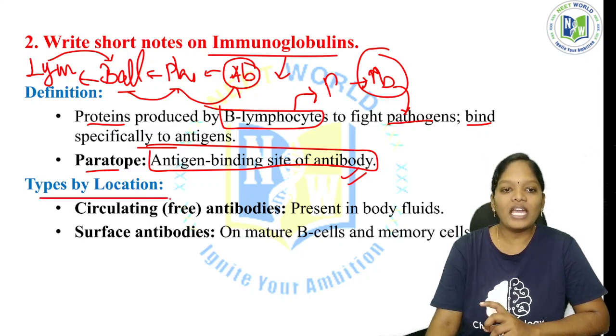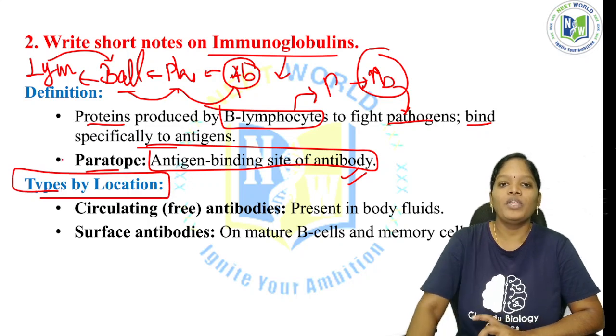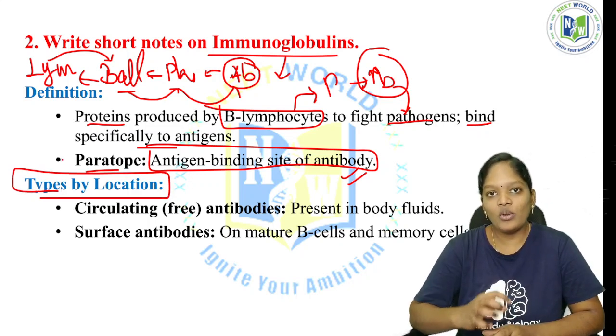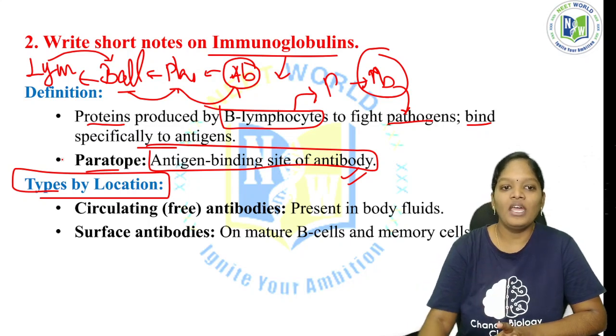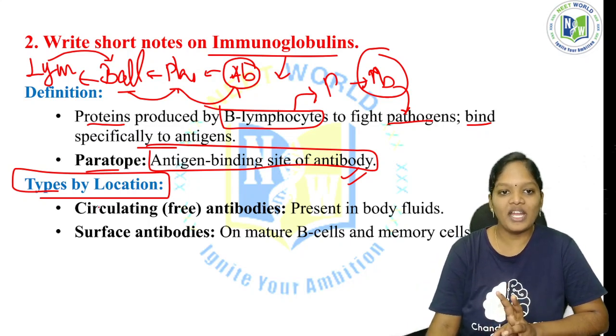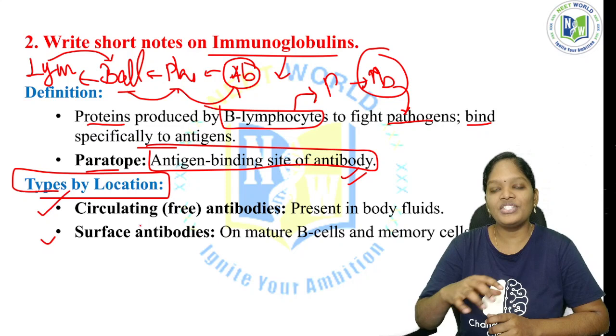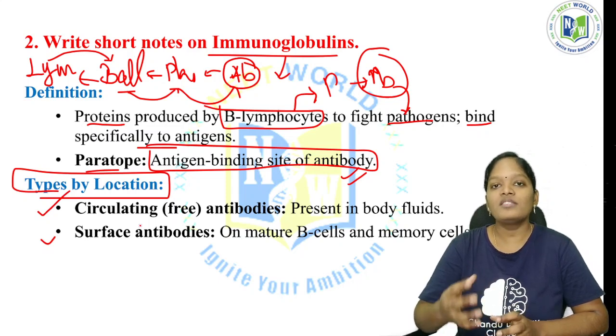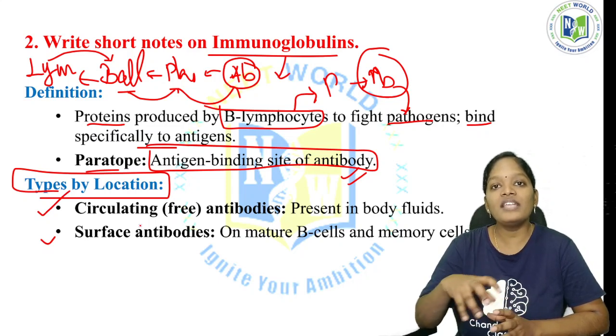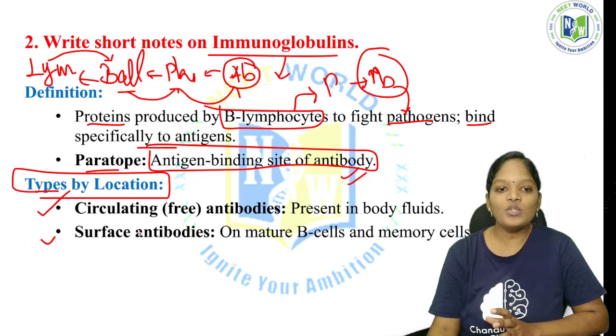Now we are having types by location. Based on the location where these antibodies are produced, we are having different types. So what are the two different types of antibodies? We are having circulating antibodies and surface antibodies. Some of the antibodies are free in nature, circulating in the blood. Some of the antibodies are present on the cell surface. So that is circulating antibodies and surface antibodies.